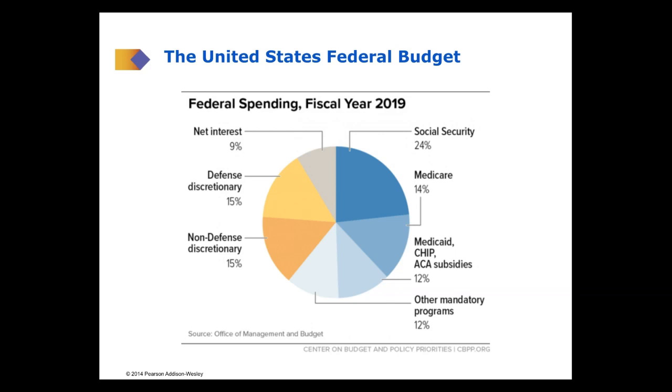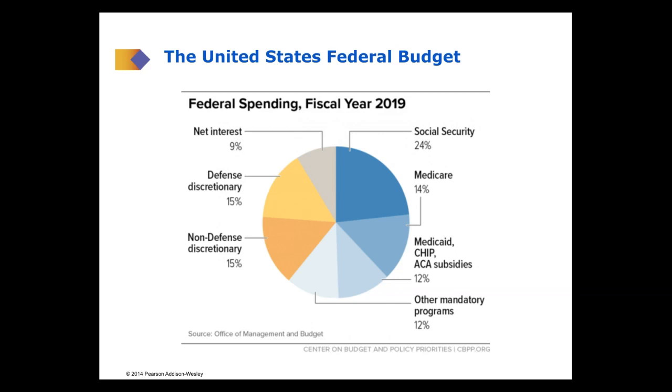If we look at defense spending, it's about 15% of the total budget, and interest in 2019 was 9%. It's been in that range, 9-10% for some time because we have a large federal debt, as you'll see in a minute. So this gives you an idea of where the money goes.